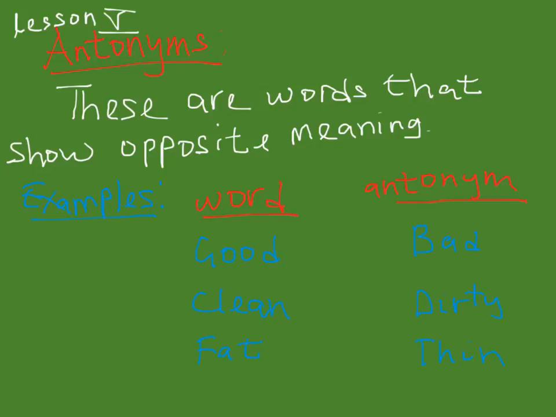Look at the words on the verb. The words and their antonyms. Good, bad, clean, dirty, fat, thin. So, we see that these words also have their own opposites, but their opposites are not being formed with an addition of a prefix.